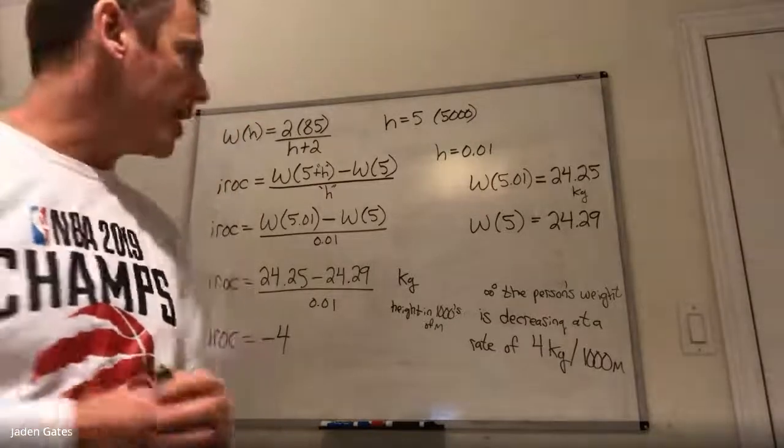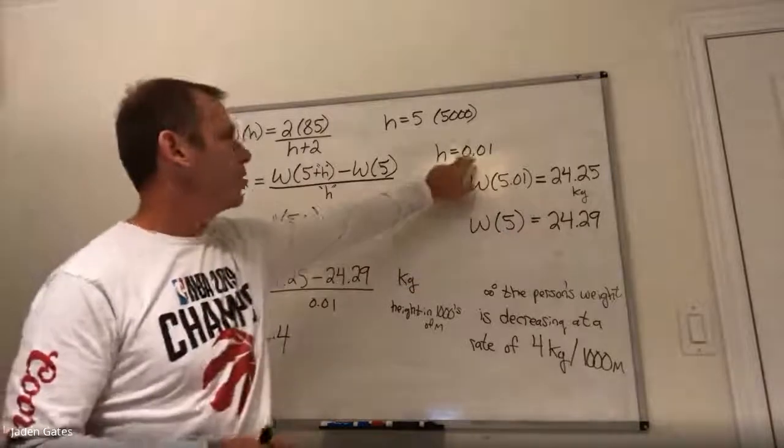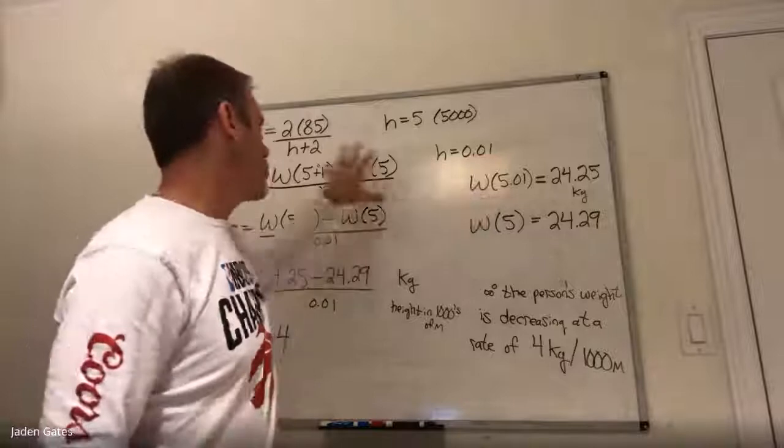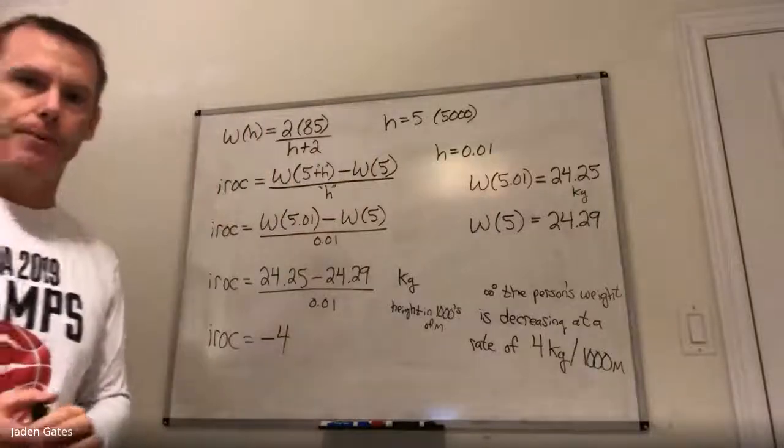There we go. So again, instantaneous rate of change. We pick an h value of 1/100th, and then we use our slope formula to make that happen.